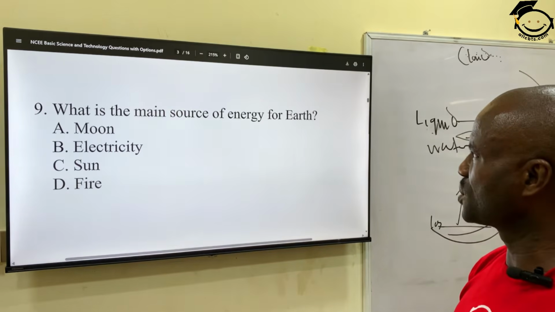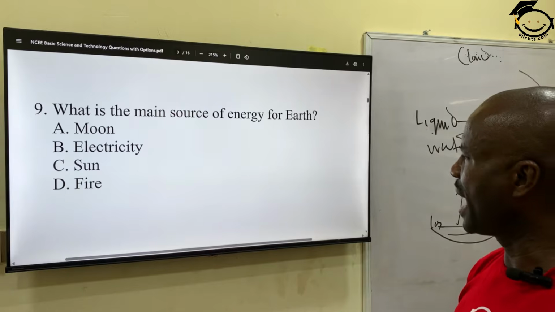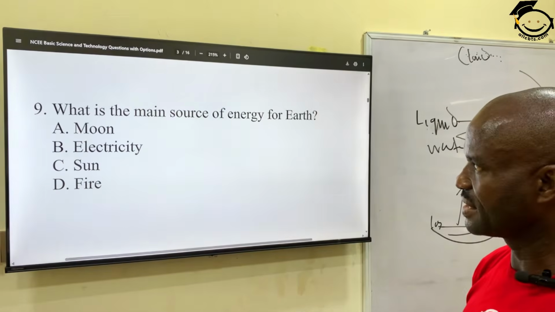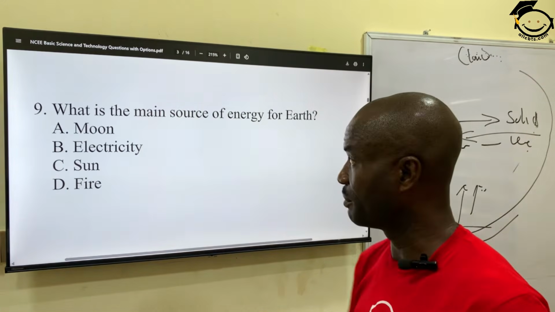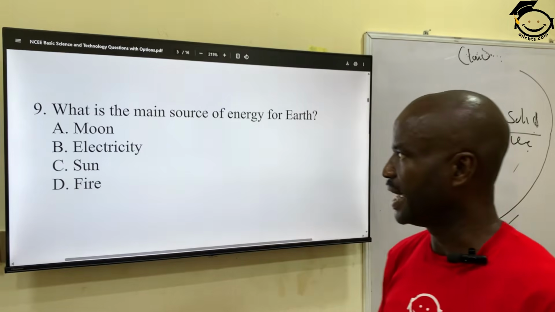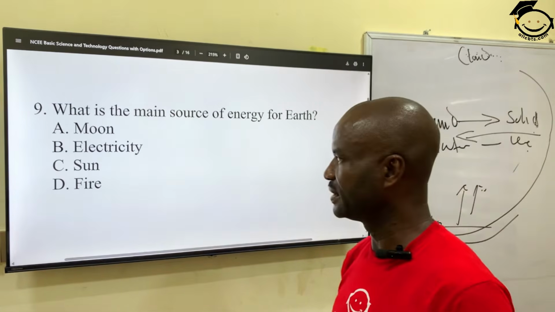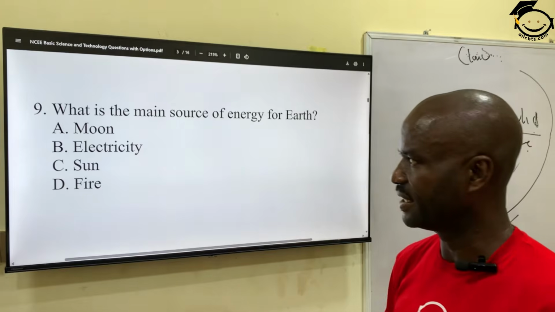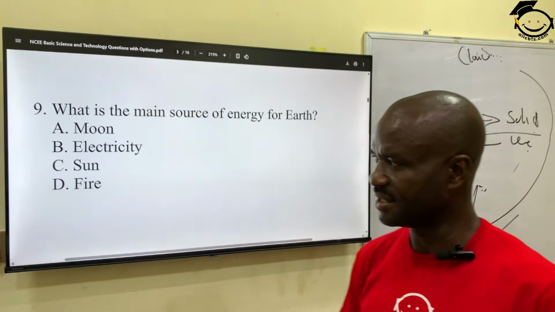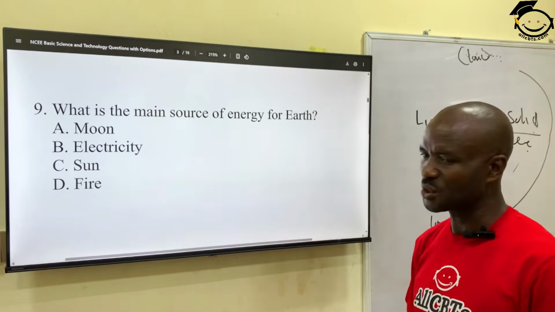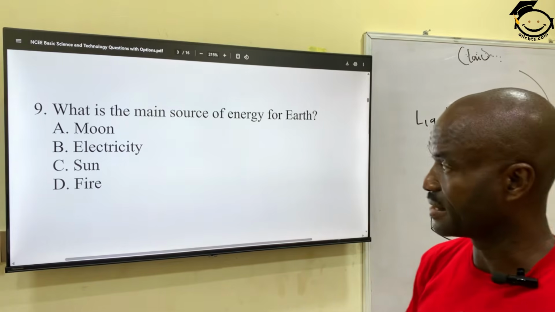Question 9. What is the main source of energy for Earth? Where does the Earth itself get its energy from? A, moon? No. B, electricity? No. C, sun? And then D, fire. The correct answer is the sun. The sun is the source of energy for the Earth.